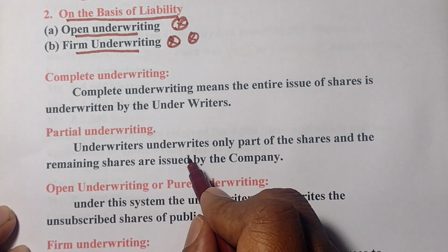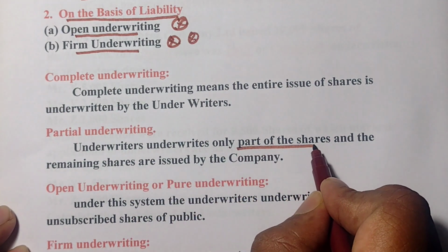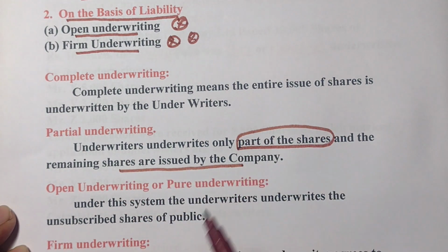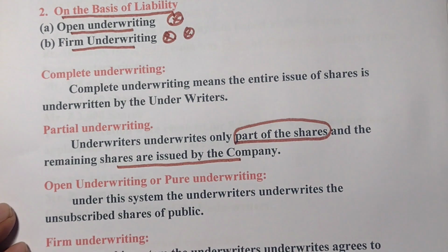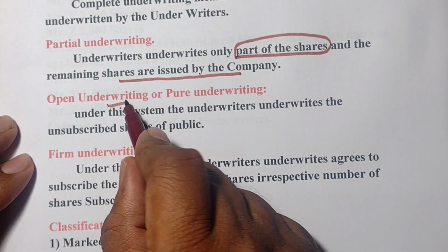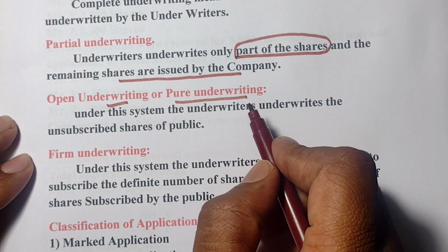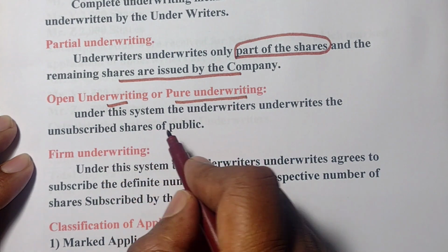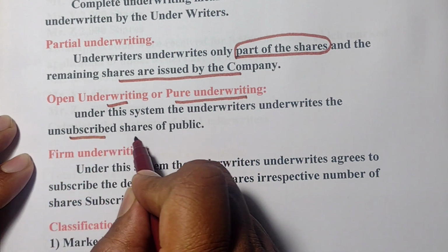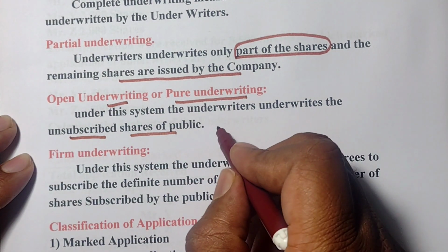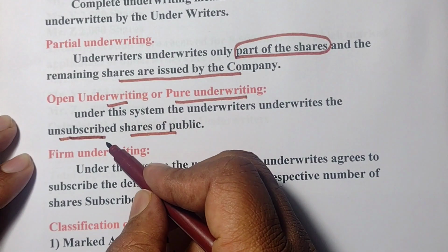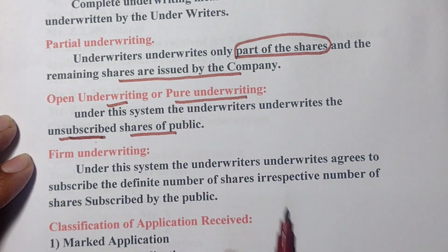The underwriters underwrite only part of the shares and the remaining shares are issued by the company. Next, coming to open underwriting. Open underwriting is also called pure underwriting. Under this system, the underwriters underwrite the unsubscribed shares of the public. In case the public does not buy some of the shares, only those shares they will buy, and these are called the unsubscribed shares.